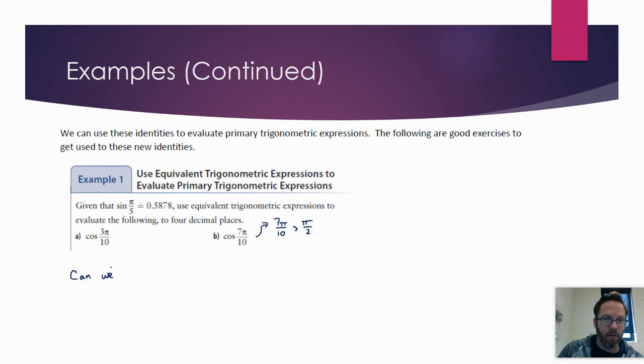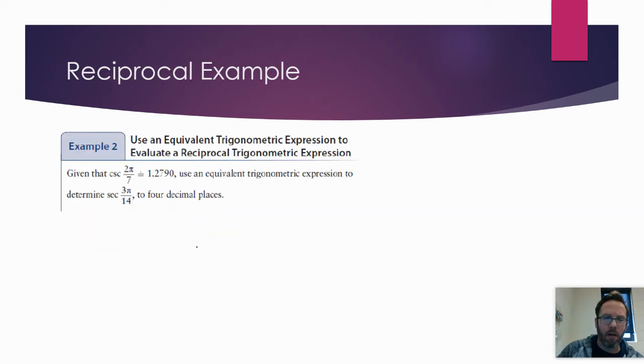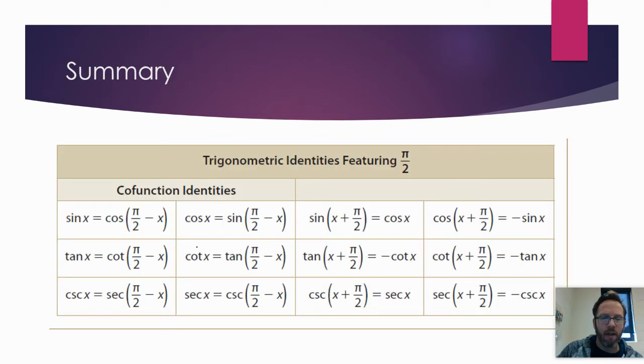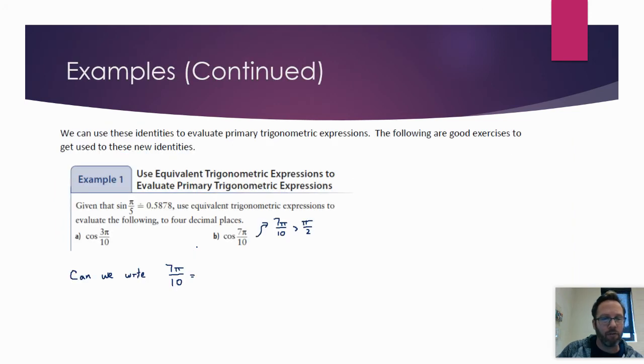So what's the wording I use? Yeah, can we write 7 pi over 10 as some angle, as pi over 2 plus some angle? I think in our identities we had, I'm just going to be very consistent with our identities. Yeah, we put the x, the angle first. So can we write it as some angle A plus pi over 2? And spoiler alert, we can. We just solve for A.